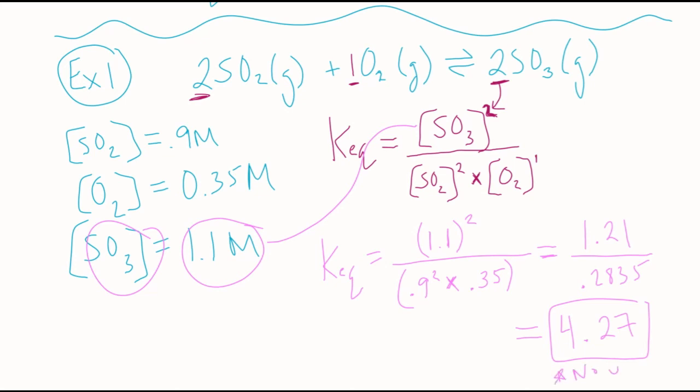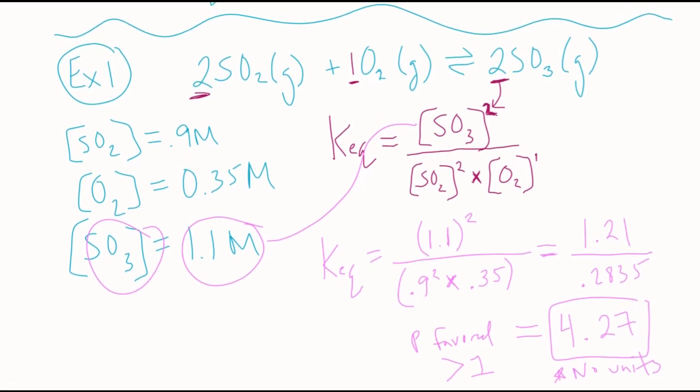There is no units on this answer. Okay, equilibrium constants don't have units on them. And the 4.27 is greater than 1, which means our products are favored. Okay, so that is how you kind of do these problems. Let's look at another example.